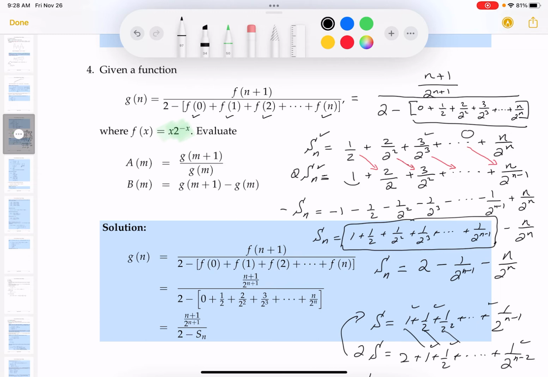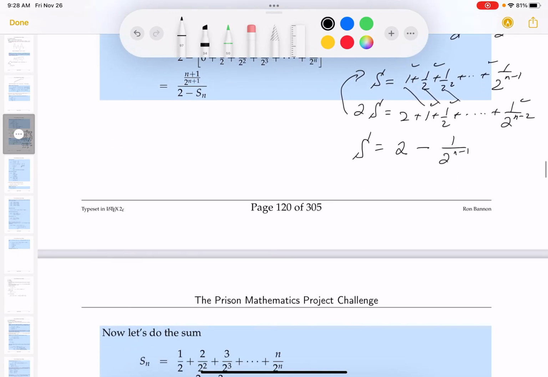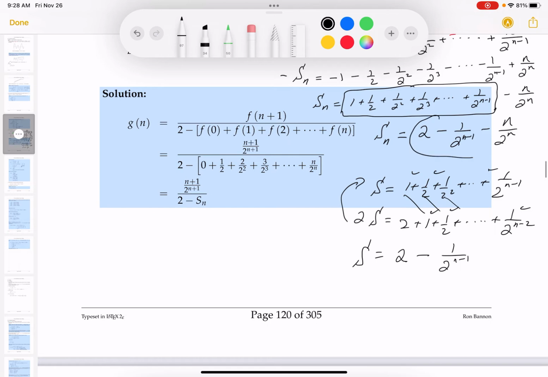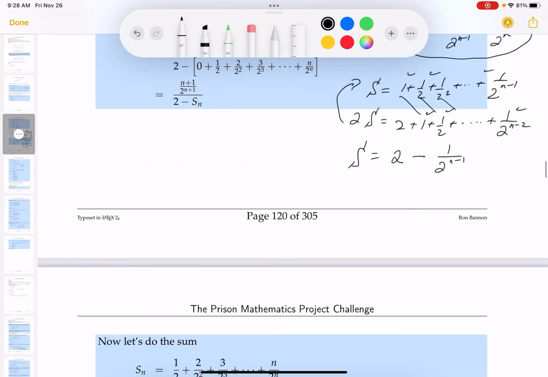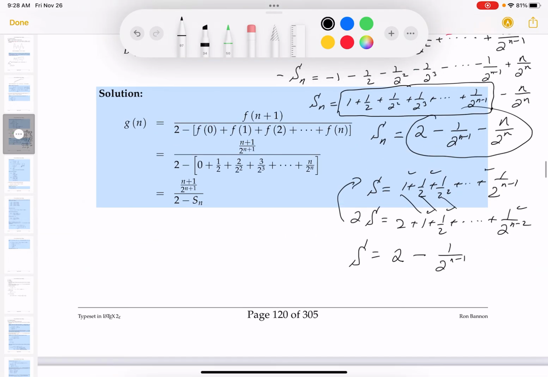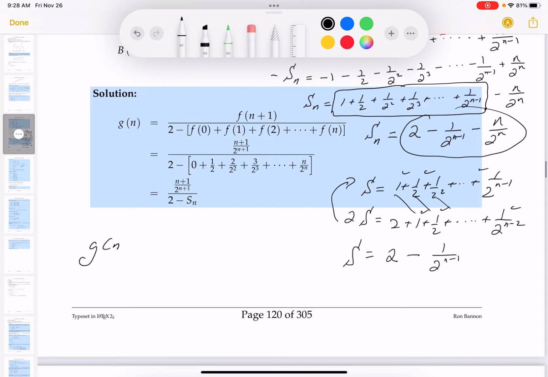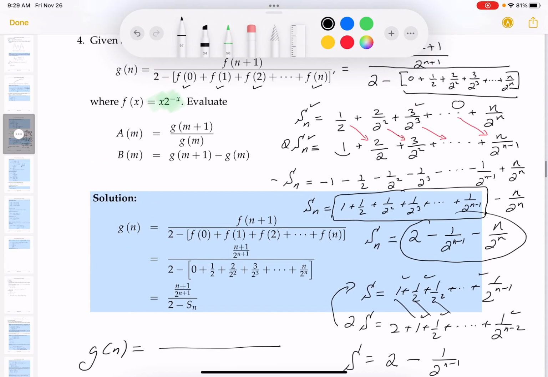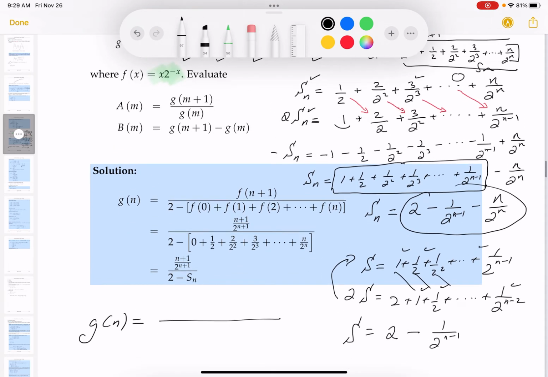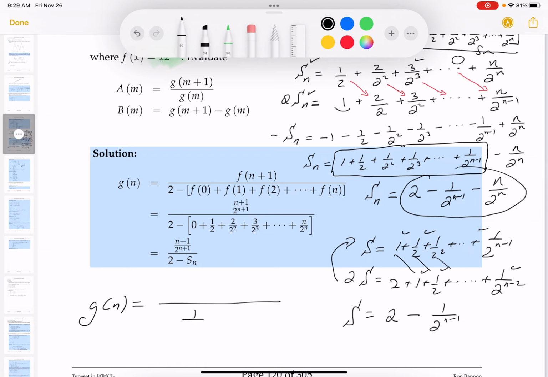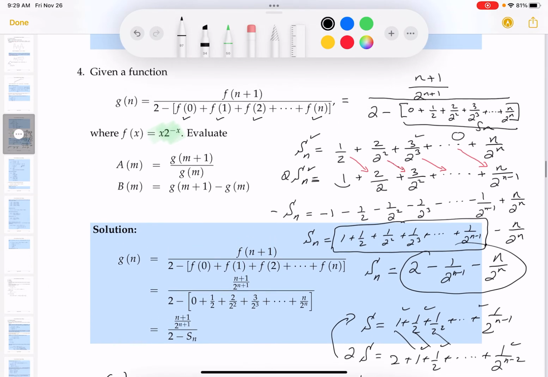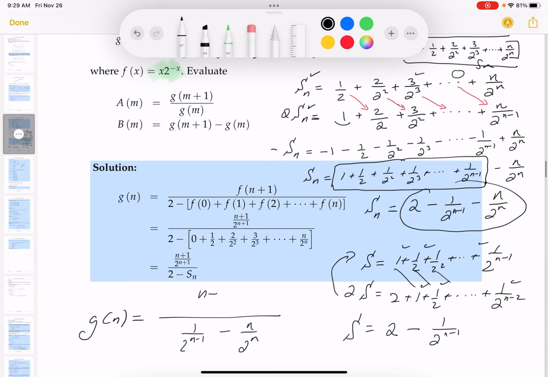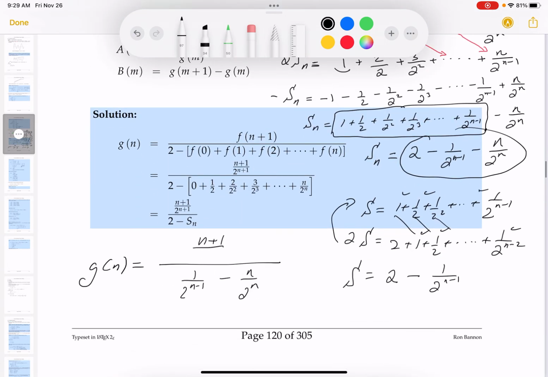I call this the SN, so it's 2 minus that thing. So 2 minus this thing over here. The bottom would be, let me write this down for you, G of n. Again, we just did the SN in the bottom. Again, this was the SN. 2 minus this thing is going to be 1 over 2^n minus 1 minus n over 2^n. That's the bottom now. And what was the top, though? Oh, n plus 1 over 2^(n+1).